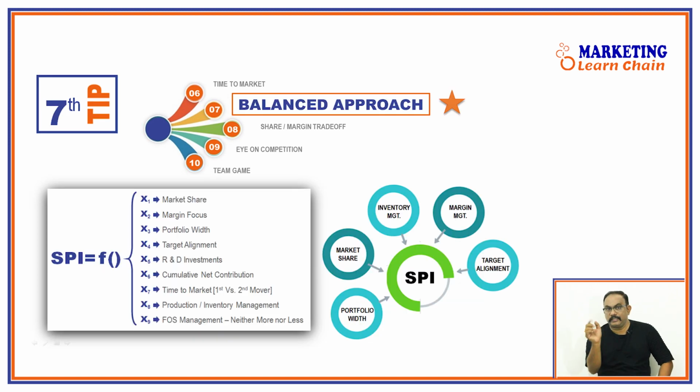Tip number 7. A balanced approach. The most critical parameter which drives your success round after round in Markstrat is what we call the SPI, or the share price index, which is very close to a market share price in real stock markets. So when you're starting the game, your share price index for all the teams is 1000. And then good teams slowly start building their share price index from there.